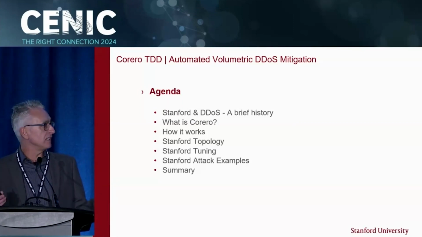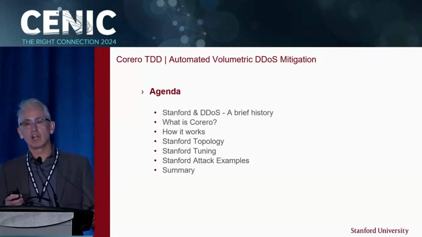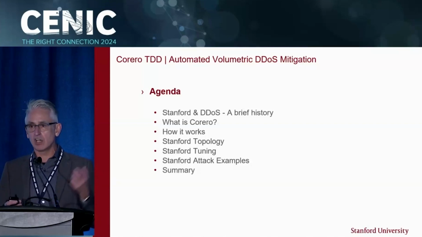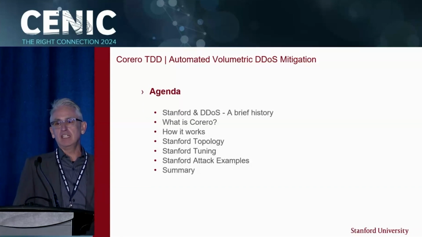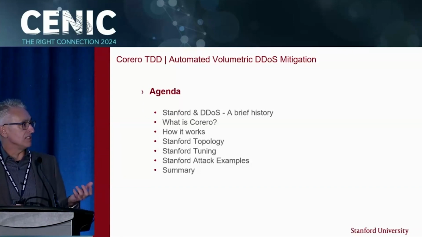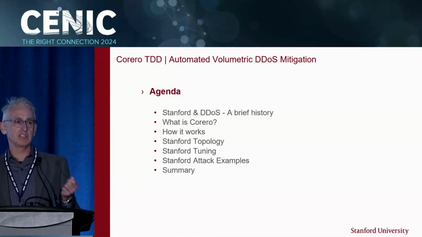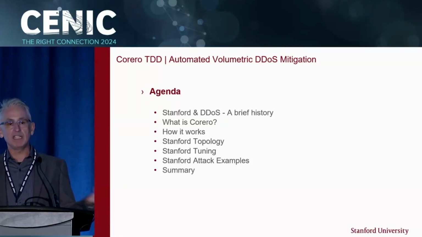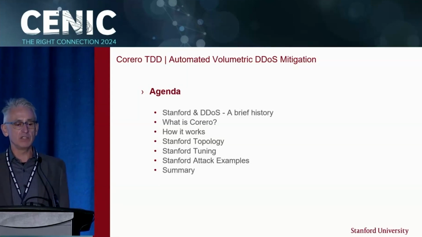I'm going to start by presenting a history of Stanford's DDoS, how we arrived at needing a DDoS solution. We're going to talk about what exactly the Corero solution is, how it works in the Stanford infrastructure. We want to look at the Stanford topology specifically. Then we're going to discuss how we tuned the product over a year, because with any of these kinds of tools, you have to baseline your traffic and make sure that the tool actually works correctly with what your traffic looks like. Then we'll look at some specific examples we have.